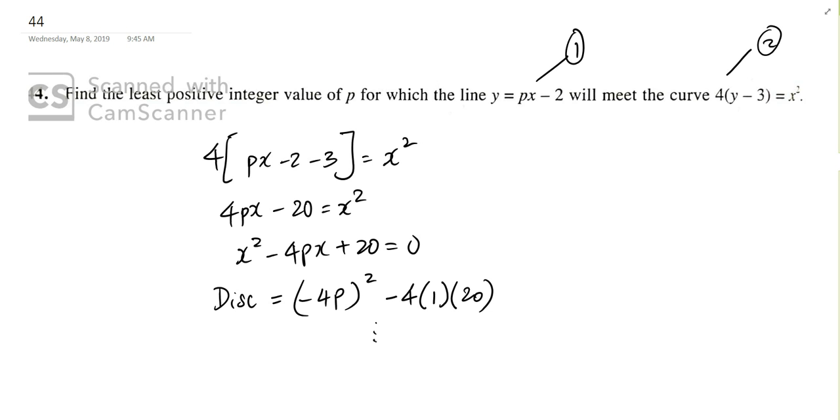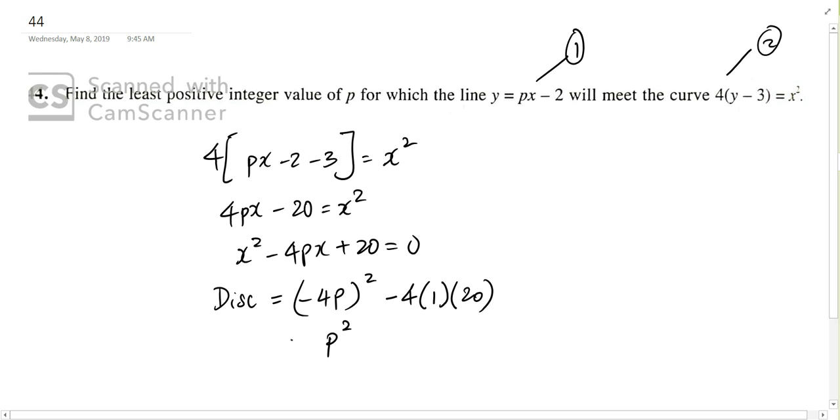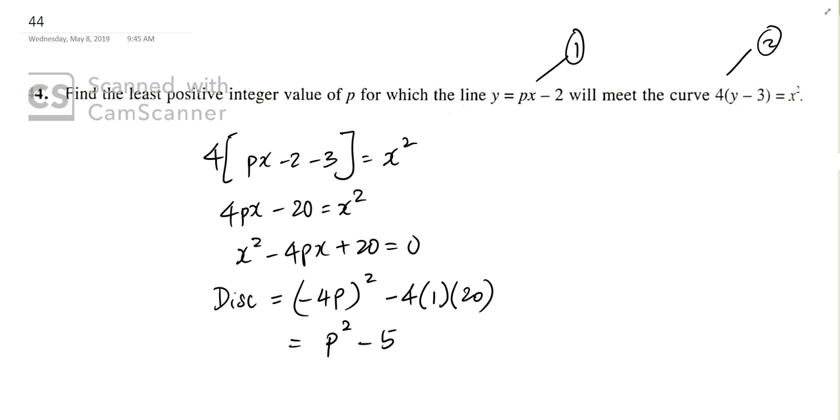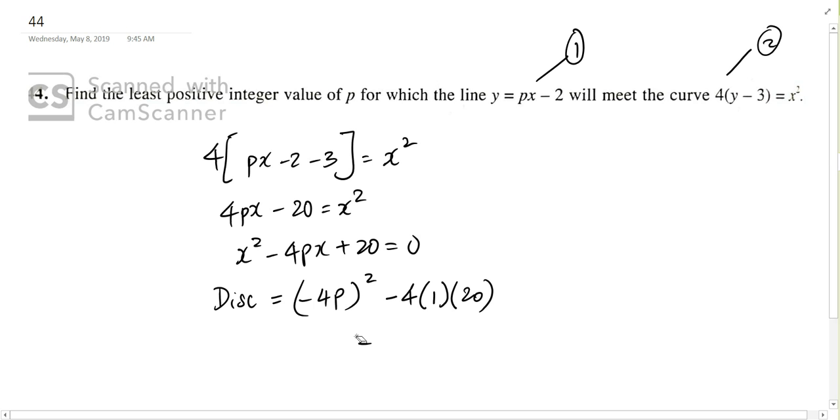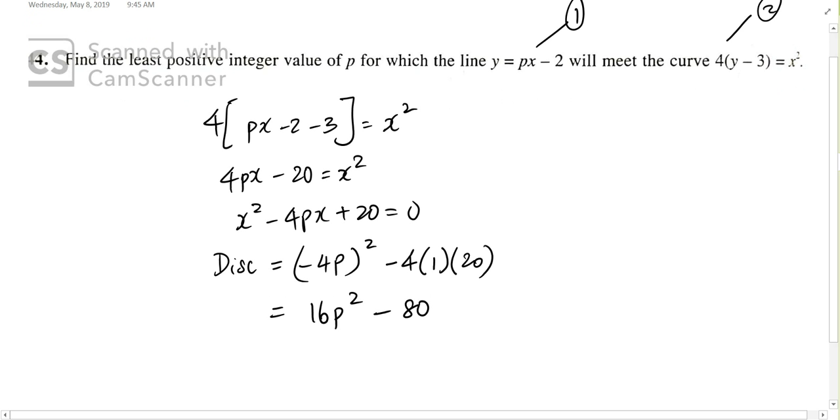Equals to 1 x p square minus 5. Now what? Wait, sorry, hang on, this will give me 16p square minus 80. Okay, what do we do over here?